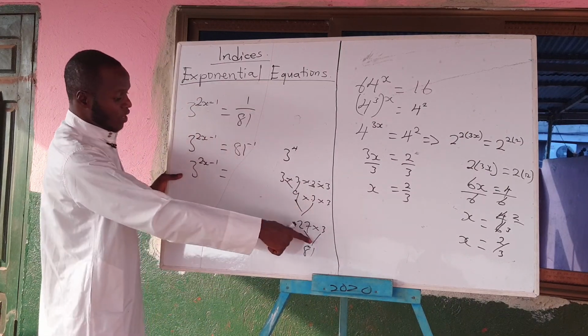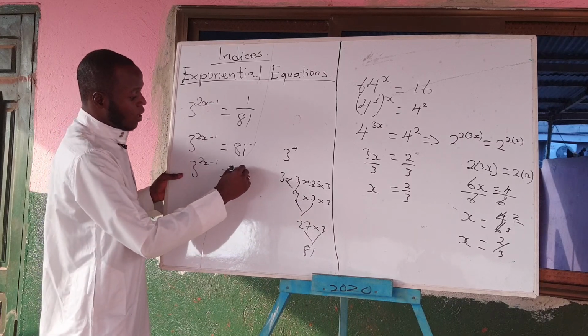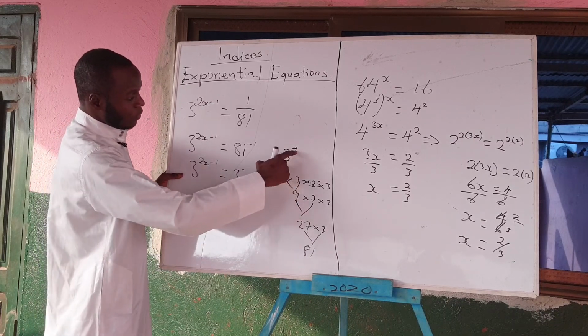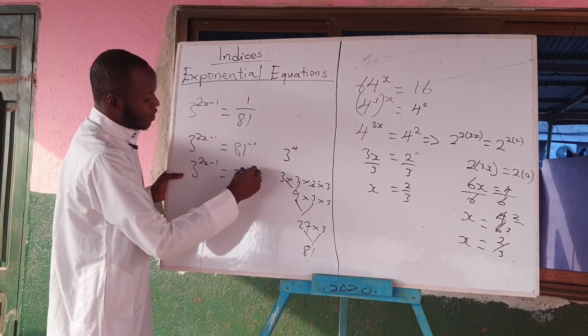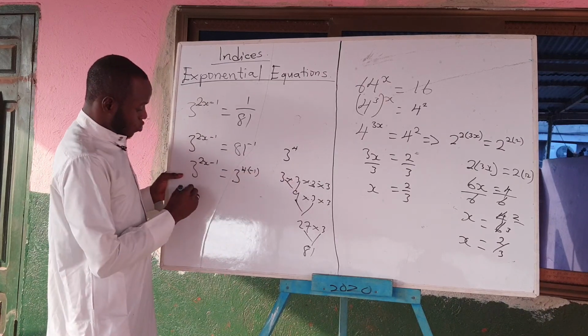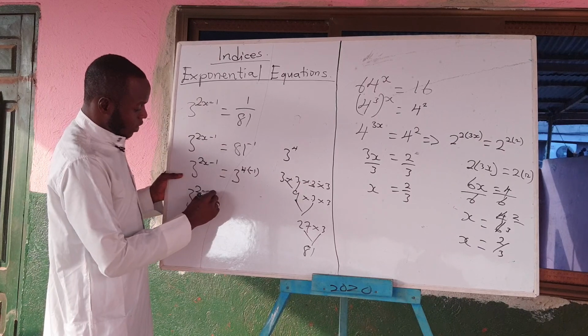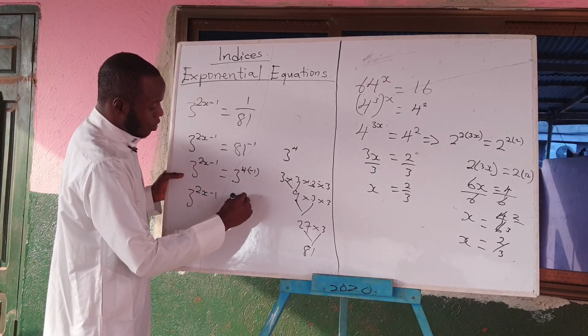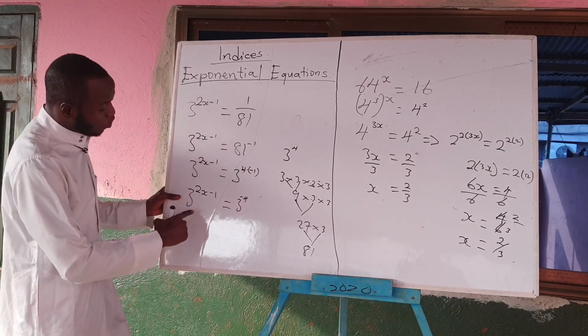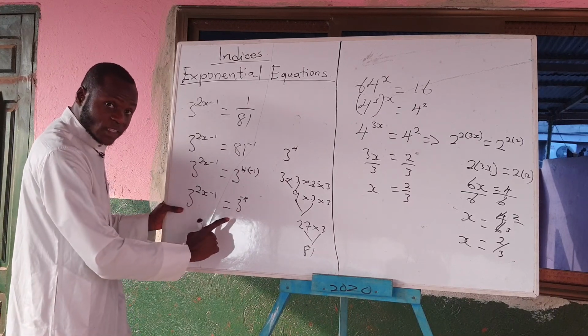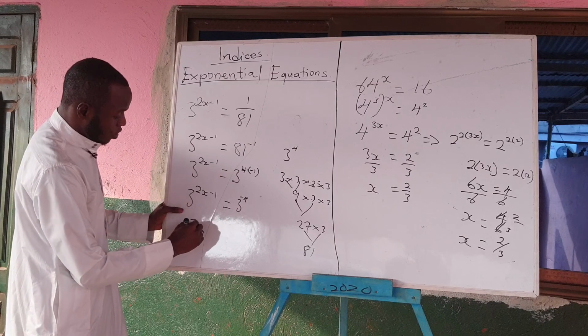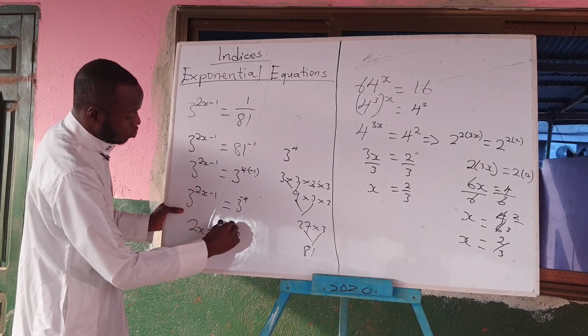So we have 81, which means 3 to the power negative 4, or 3 to the power 4 times negative 1. So you're getting 3 to the power 2x minus 1 equating to 3 to the power negative 4. If you have base 3 here and base 3 here, the bases are the same, so we equate the powers, which is 2x minus 1 equating to negative 4.